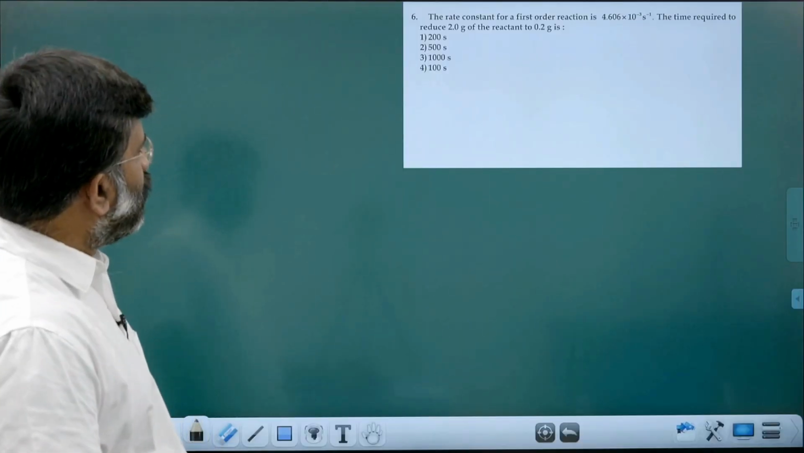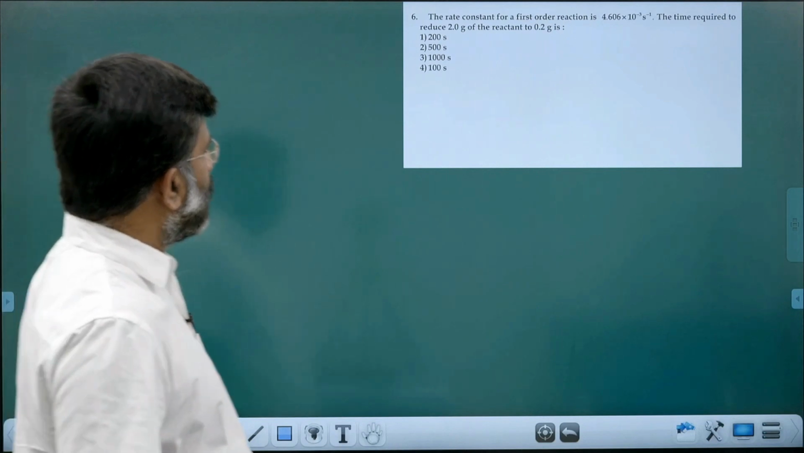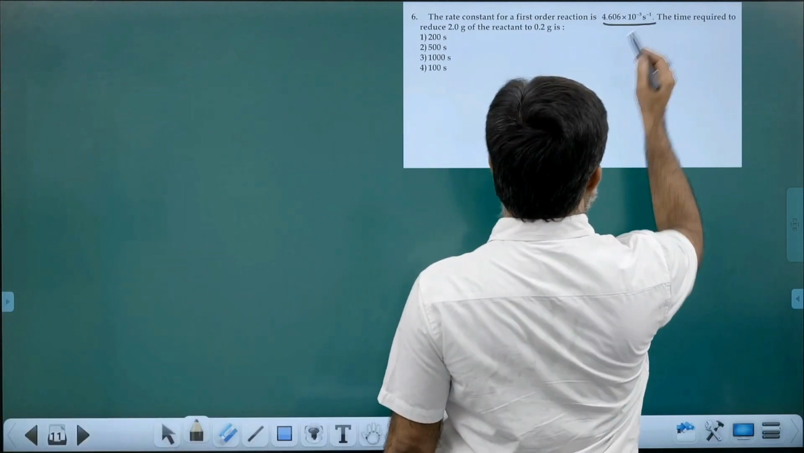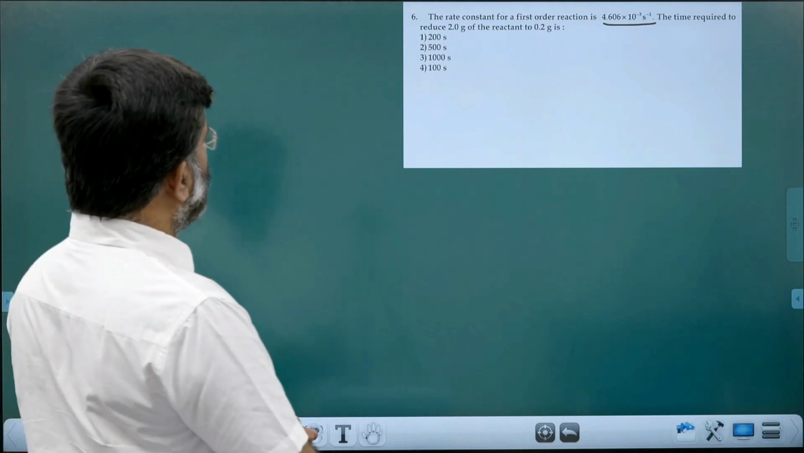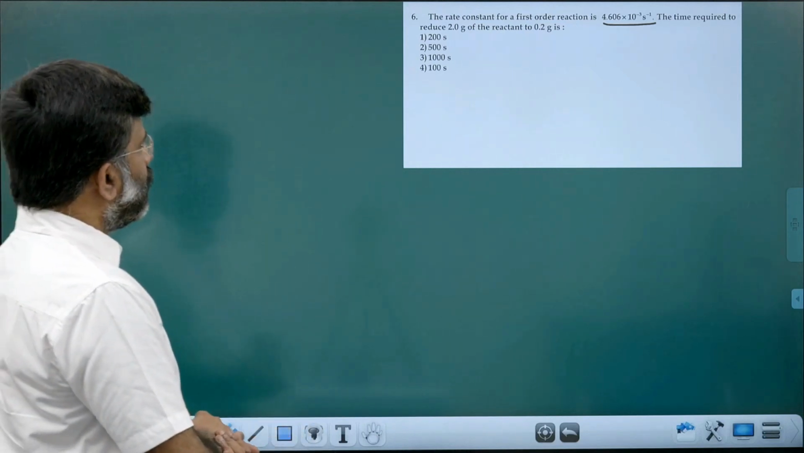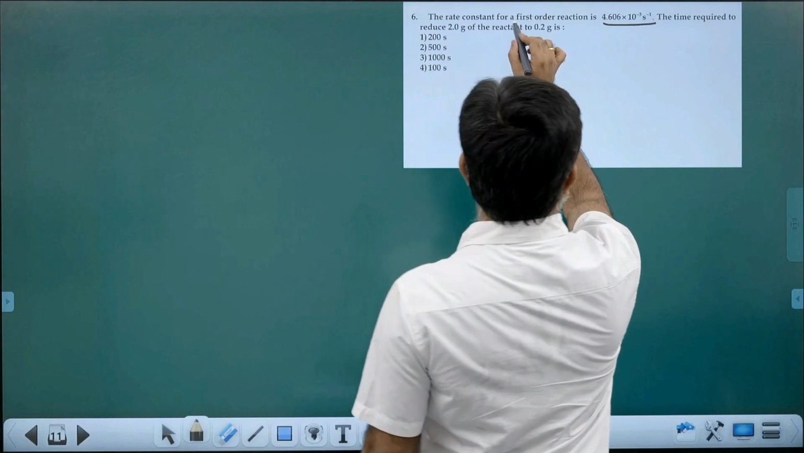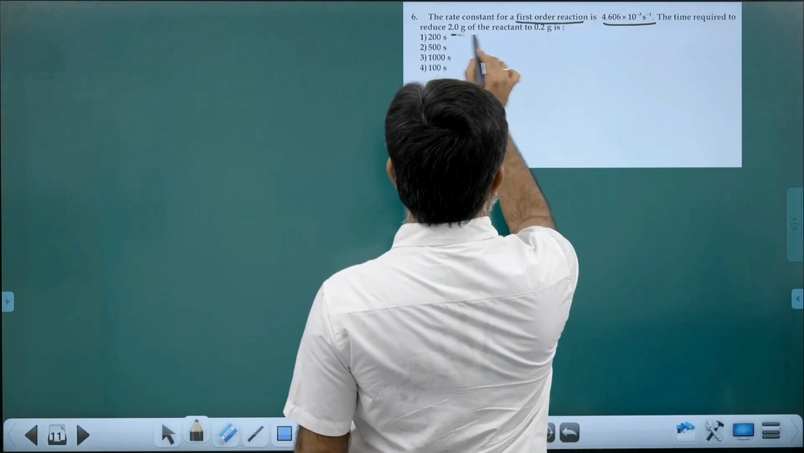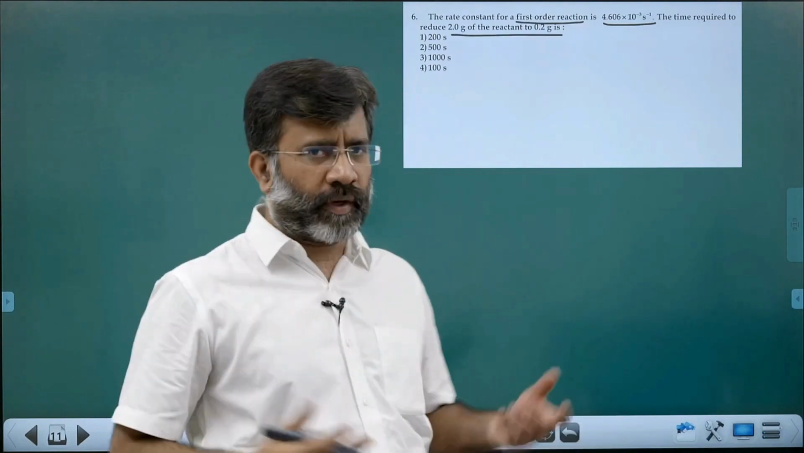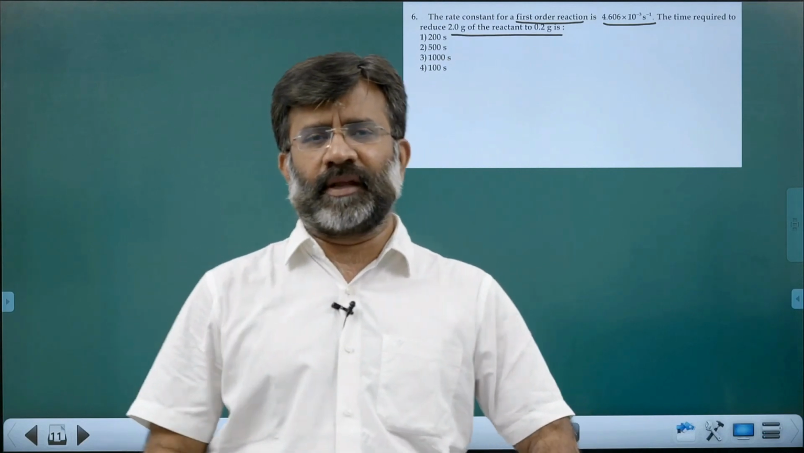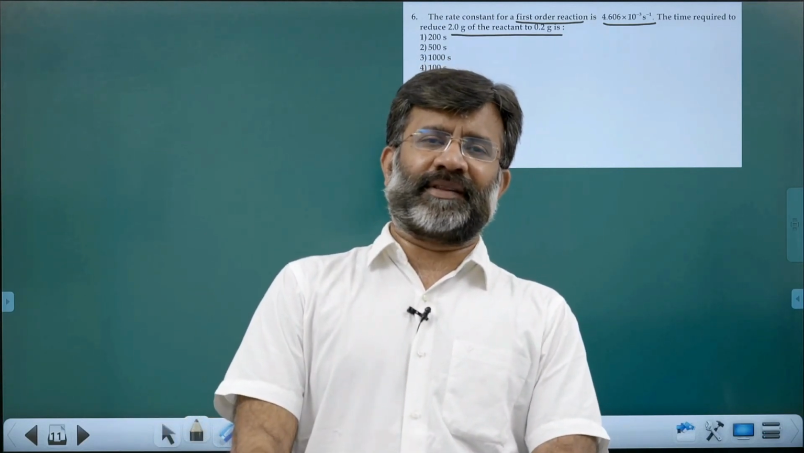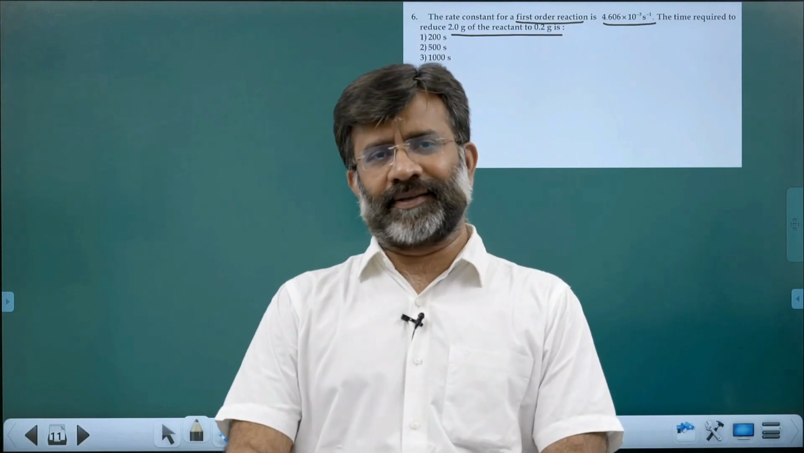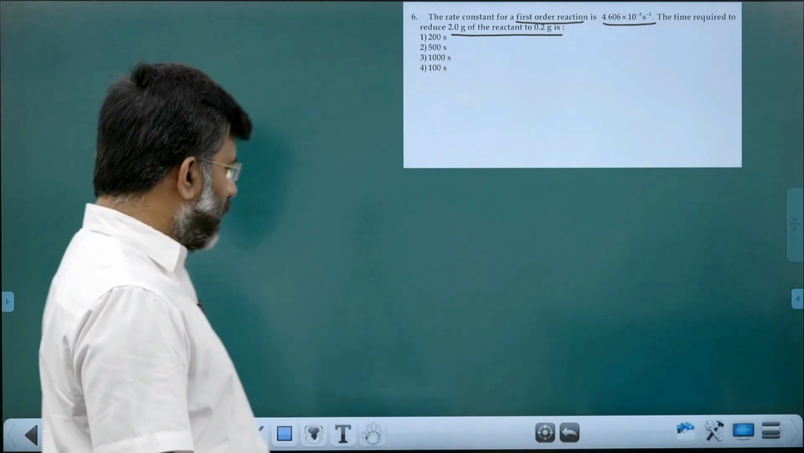Rate constant for a first order reaction is given, K value given, and we need the time required to reduce 2 to 0.2 gram. That is the point. You see, rate constant of first order reaction. We need to find the time to reduce 2 to 0.2. A similar question. Time t is equal to 2.303 by k log r0 by r. Substitute and find out.